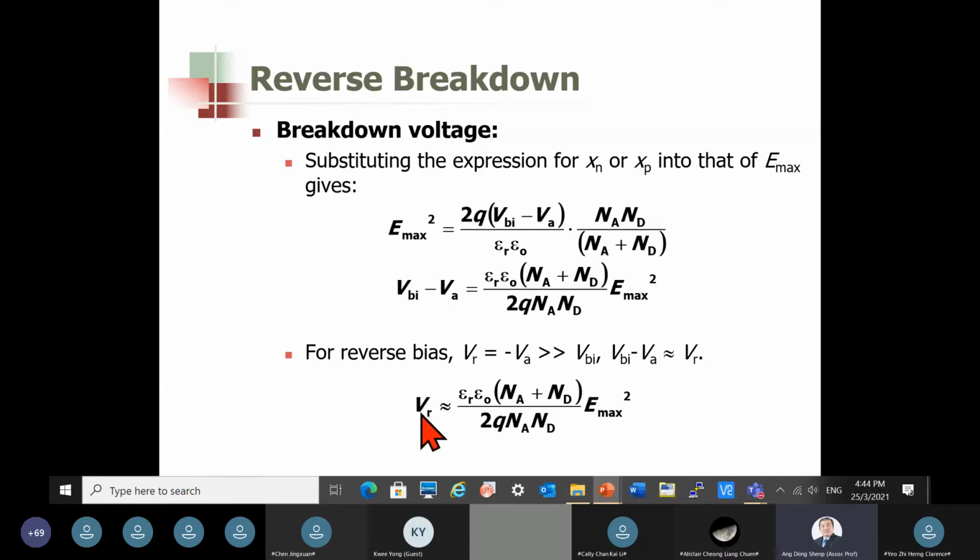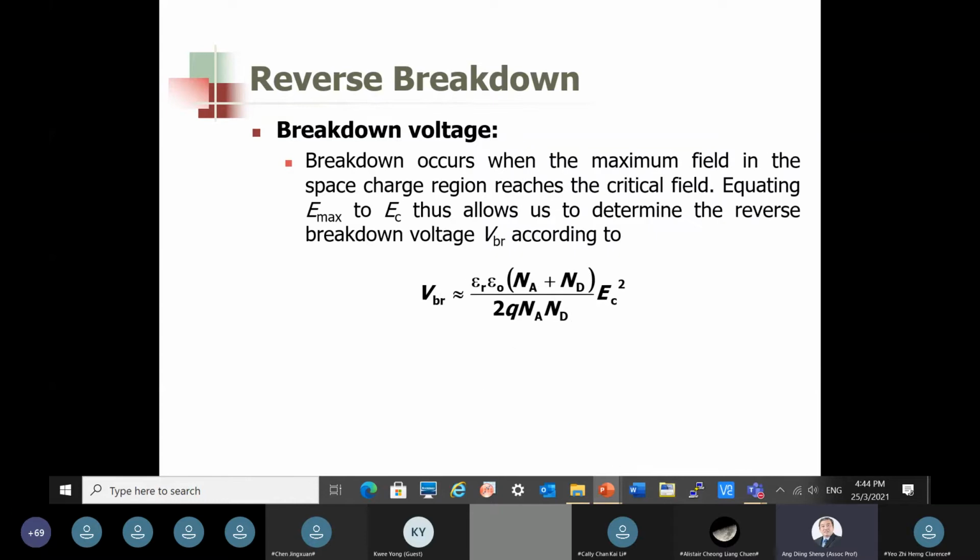So the reverse bias voltage that corresponds to a certain maximum electric field at the metallurgical junction is given by this expression. As mentioned earlier, avalanche breakdown happens when the maximum electric field starts to exceed the critical electric field. Therefore, the voltage at which the onset of avalanche breakdown happens can be estimated by equating the maximum electric field to the critical electric field of the semiconductor. So this is what we do next.